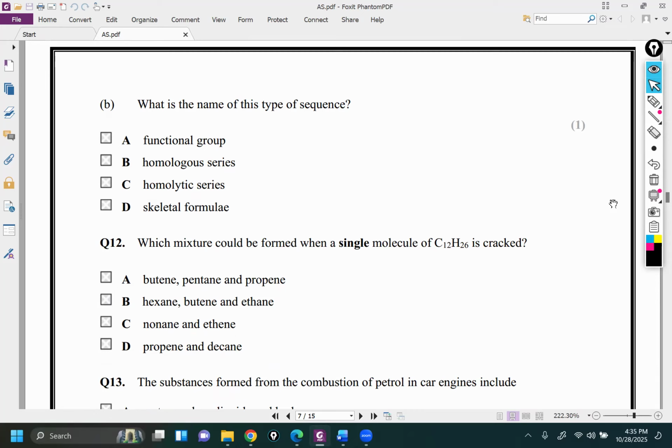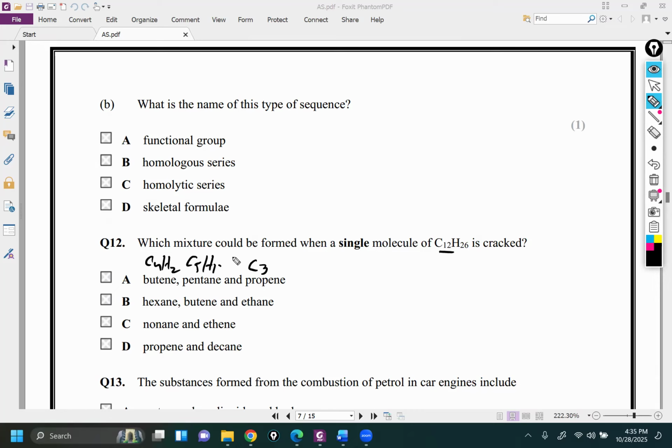Question 12. Which mixture could be formed when a single molecule of C12H26 is cracked? 4 options are given to us. Look here, when a single molecule of C12H, the carbons are 12. If you look here, this is 4 carbons, in pentane there are 5 carbons, and this is 3 carbons. So 4 plus 5, 9, 10, 11, 12. But this is butene, so hydrogen will be double.